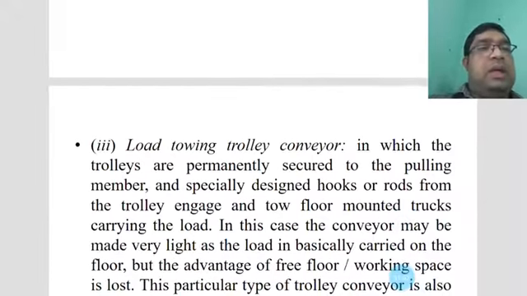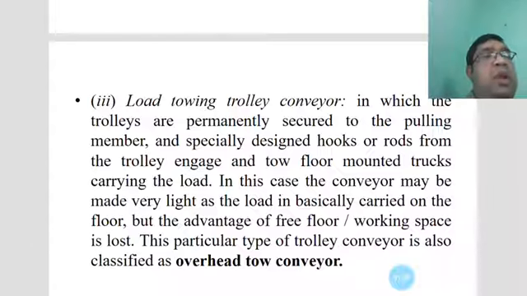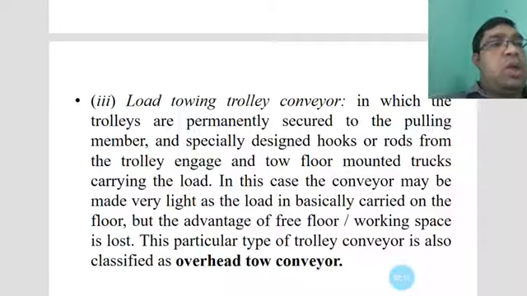Another type is the twin trolley conveyor, in which the trolleys are permanently secured to the pulling members, and specially designed hooks or rods from the trolley engage the two floor-mounted trucks carrying the loads.